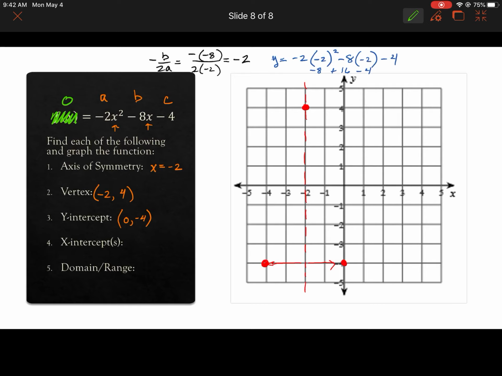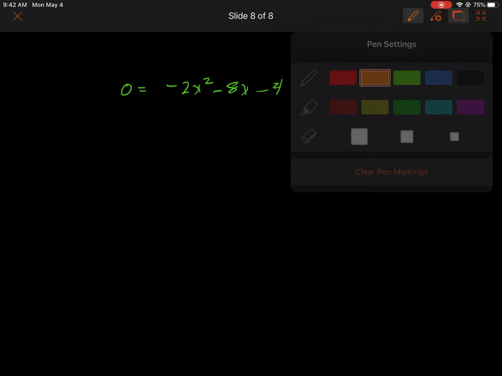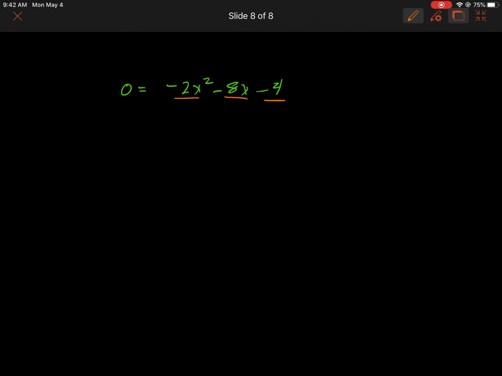So let's see if we can simplify this. It's negative 2x squared minus 8x minus 4 equals 0. So the first thing I should do, always, is look for a common factor. All these are divisible by negative 2, so I'm just going to factor that out. So now my 0 is equal to x squared plus 4x minus 2.